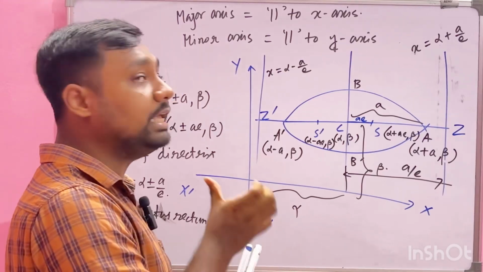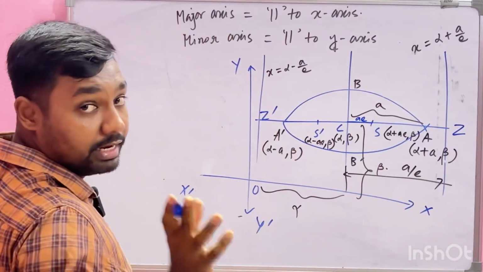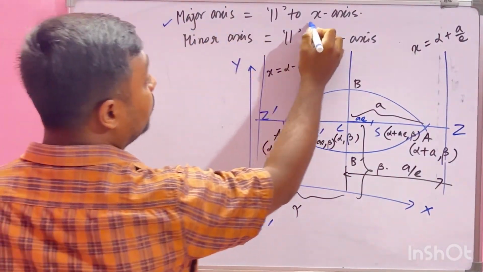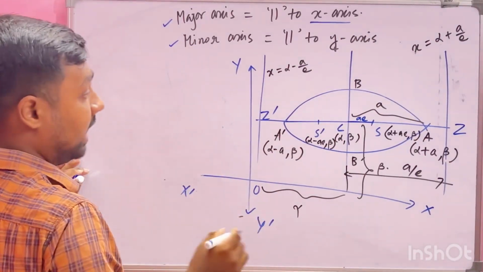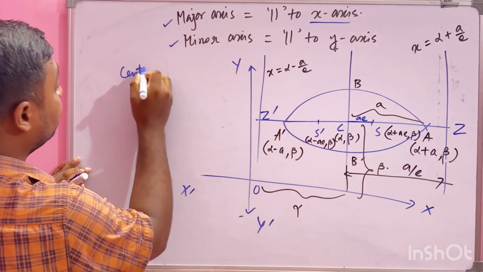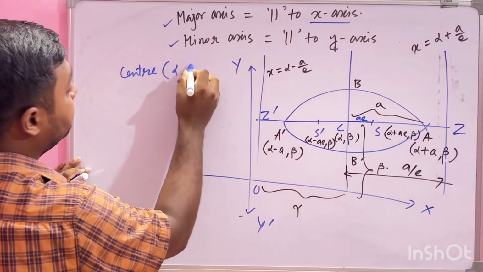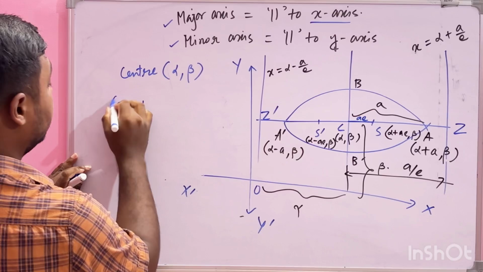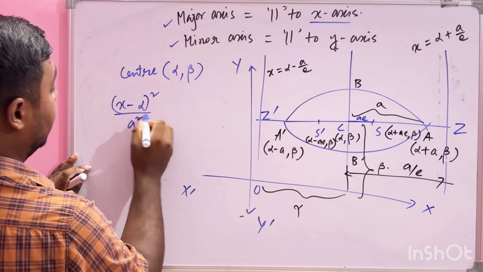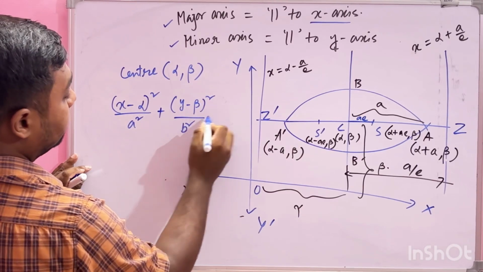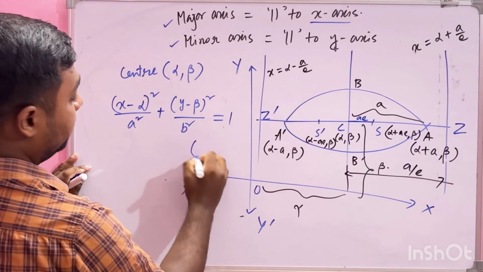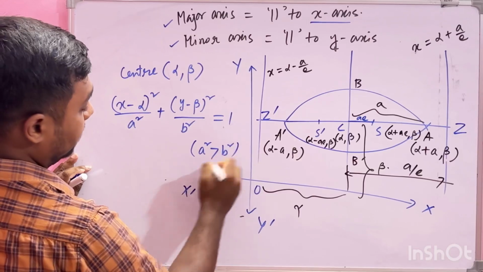Now what is the equation of this ellipse? For an ellipse whose major axis is parallel to x axis and minor axis is parallel to y axis, and center of the ellipse is alpha comma beta, the equation is (x minus alpha) whole square by a square plus (y minus beta) whole square by b square equal to 1. Here a square greater than b square.